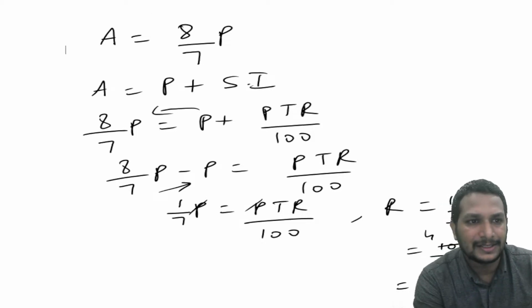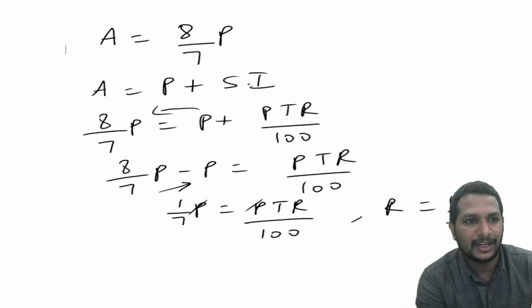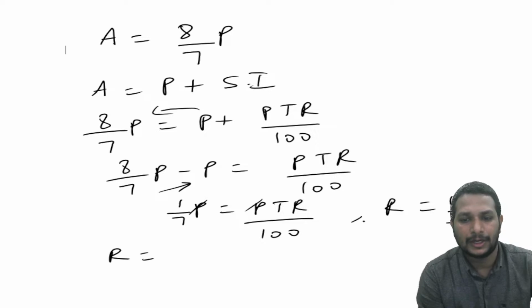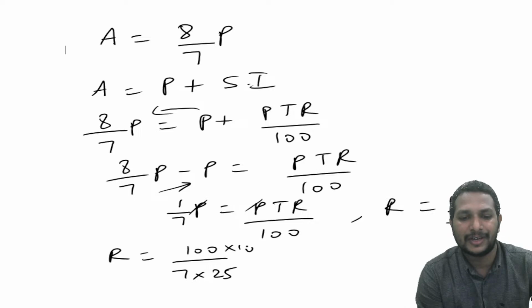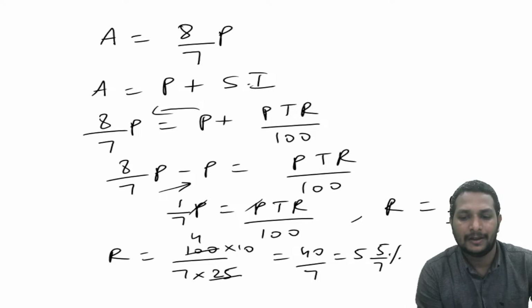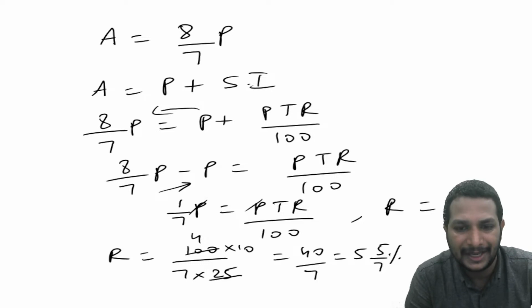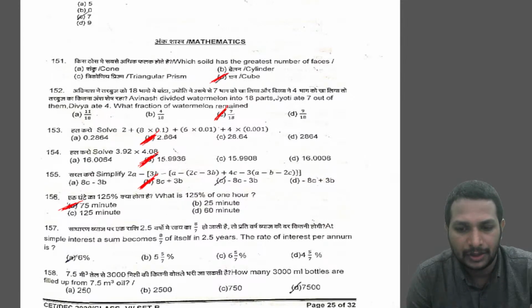We got the answer as 5 by 7 percent, because R equals 100 by 7 into 2.5. I'm writing it as 25 by 10. Now 25 fives 50 by 7, which is 5 by 7 percent. So we got the answer for this question as 5 by 7 percent, which is option B.